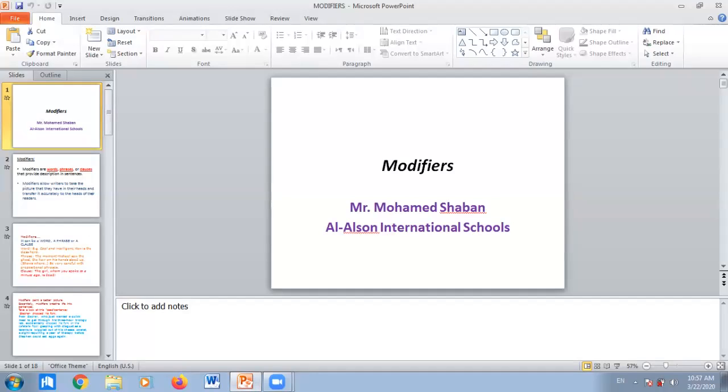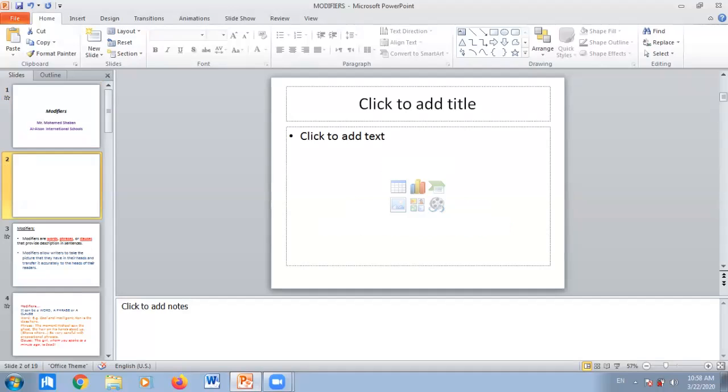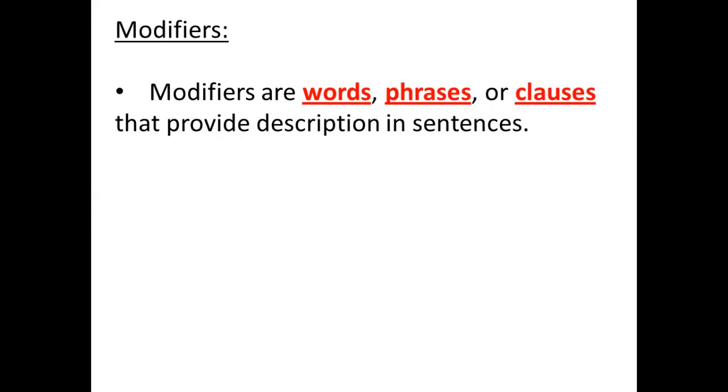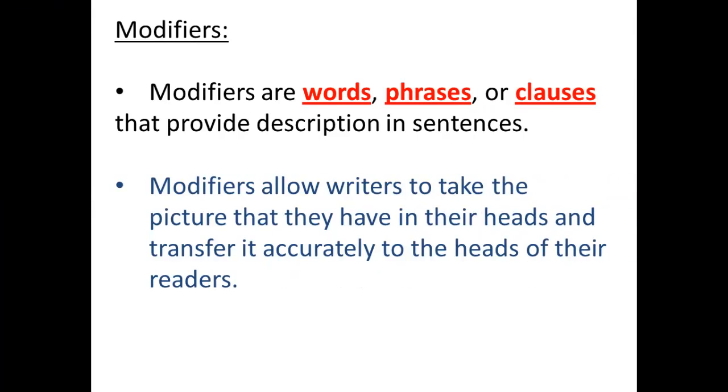Today's lesson is about modifiers. As we talked about last week, modifiers are words, phrases, or clauses that provide description in sentences. Modifiers allow writers to take the picture that they have in their heads and transfer it accurately to the heads of the readers.